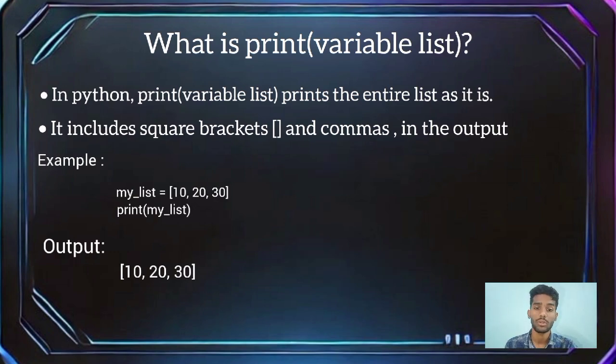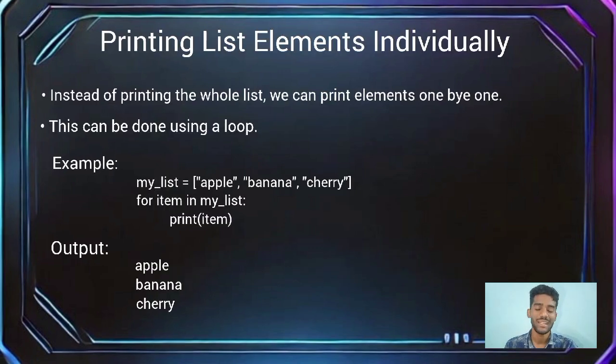But what if we want to print the list elements individually instead of inside brackets? Let's explore the next section. Printing list elements individually. Instead of printing the entire list with brackets, we can print each element separately using a loop. my_list = [apple, banana, cherry]. for item in my_list: print(item). We can see in the output that each element is on a new line.